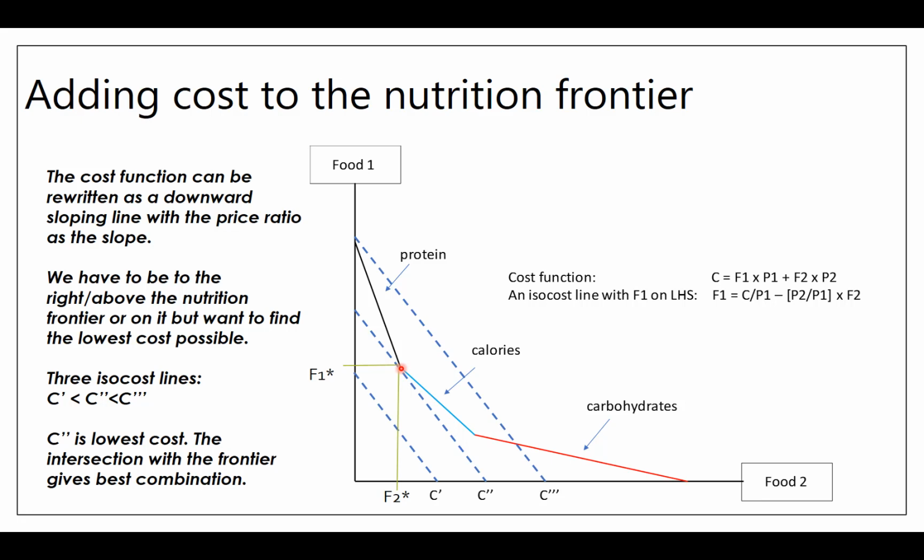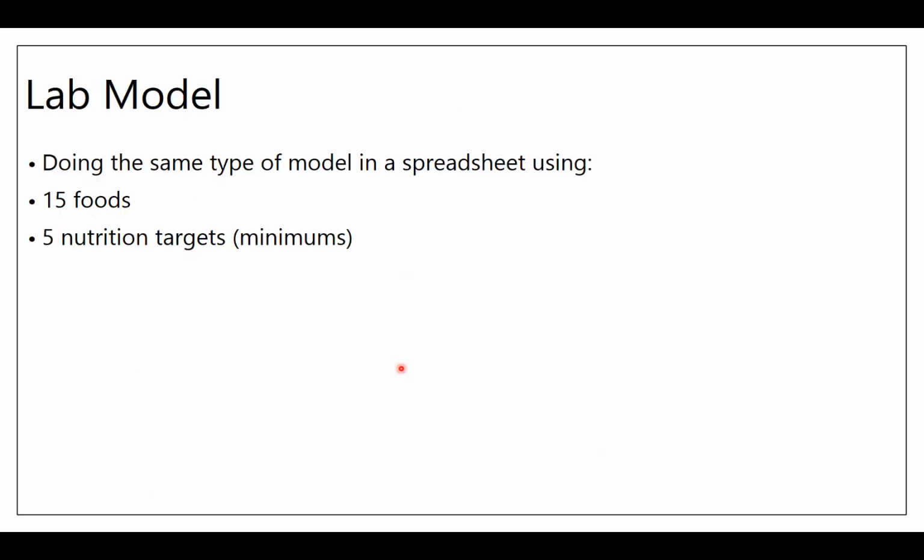Okay, so that's a solution in two goods. For our lab, we're going to expand and think about more nutrition targets and more foods. We're going to do the same exact type of model, though, in a spreadsheet. So I'm going to have you pick 15 foods. You're going to have the prices and the nutrition information per serving for 5 different nutrition targets. And those are all going to be the minimums.